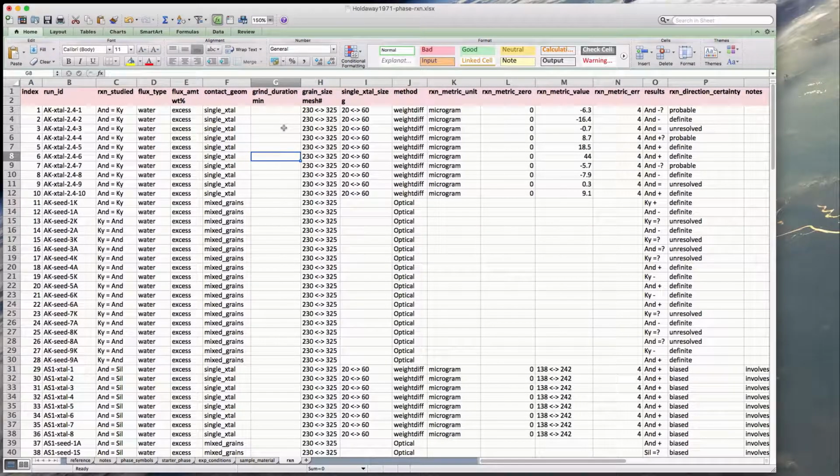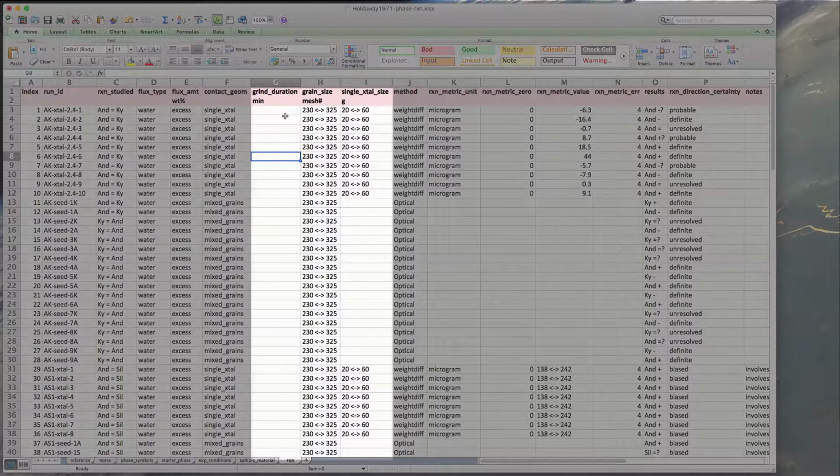Also important to the kinetics are an indication of the grain size. Ideally, the grain size would be directly reported in the paper, although this is quite rare. So, in order to handle this problem, we provide multiple ways of giving an indication of the grain size. The first is simply a grind duration. How long did they grind their materials before running the experiment?